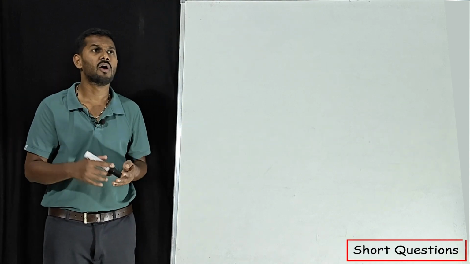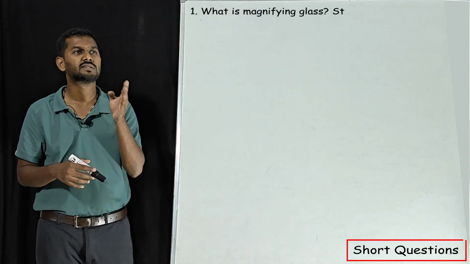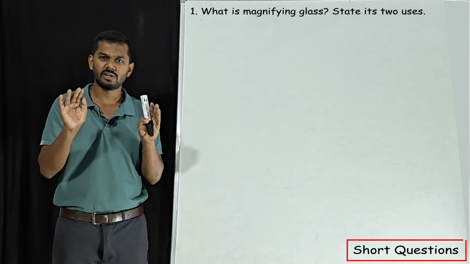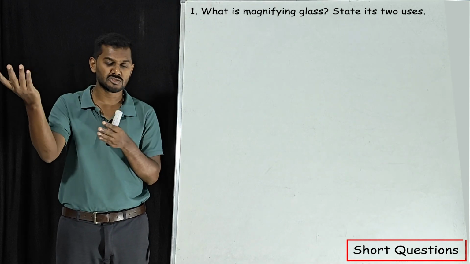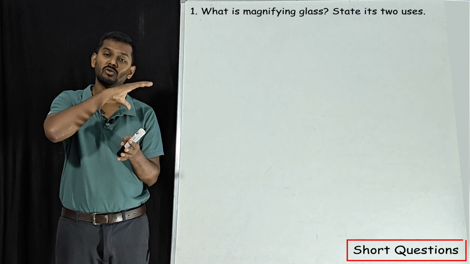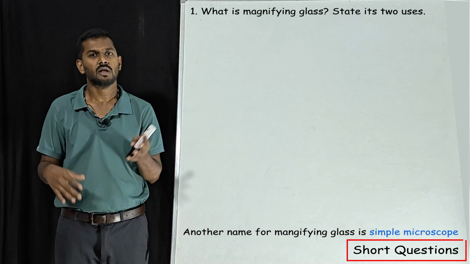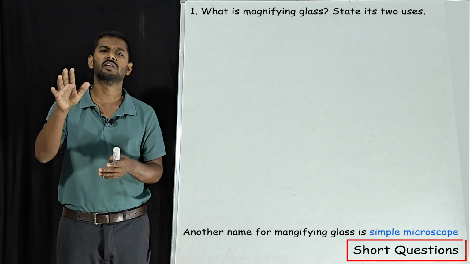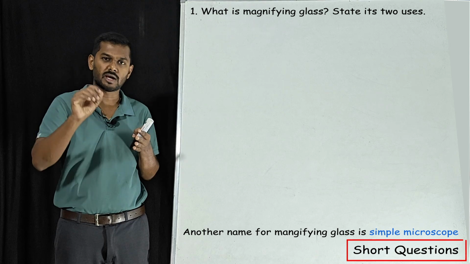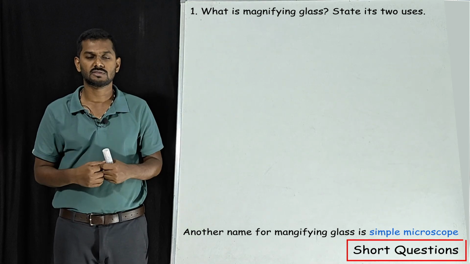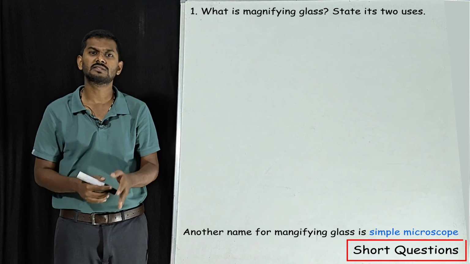Now our first question: what is magnifying glass? State two uses. So it's a very simple question. See, when it comes to these kind of questions, if you go for online solutions, where they'll give you the complete big definition, that is not required. Simple definition is required, which I'm going to teach you right now, because when we go for the corrections, this is what they give us.